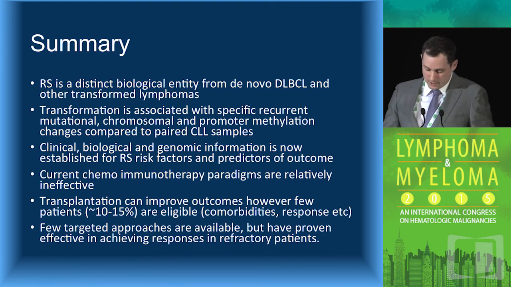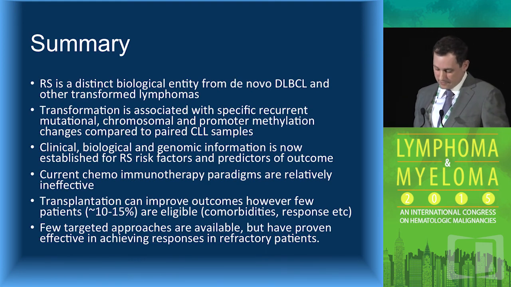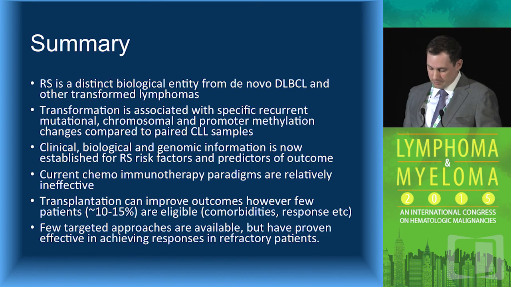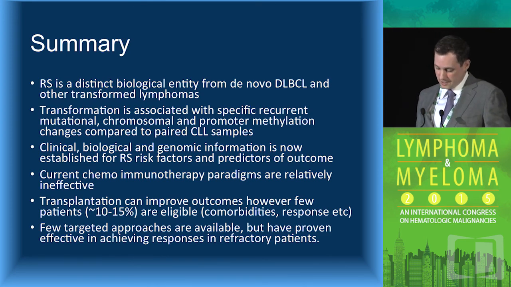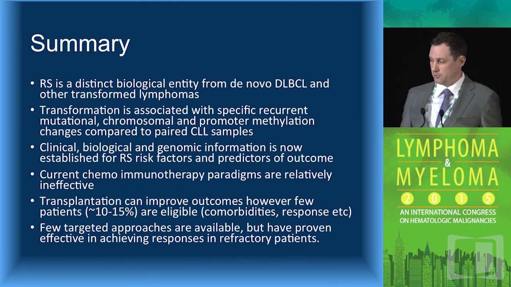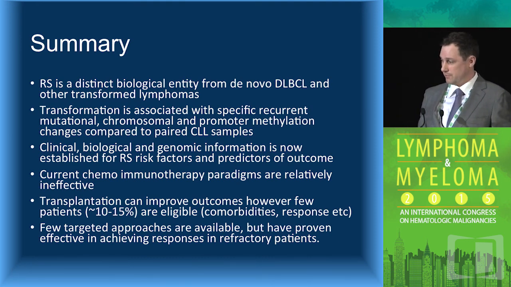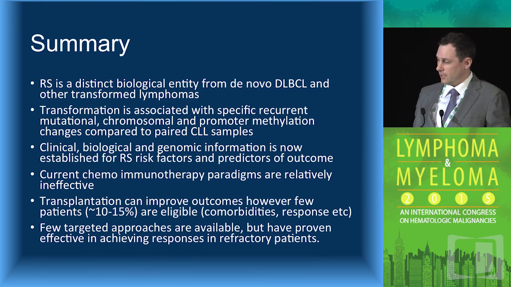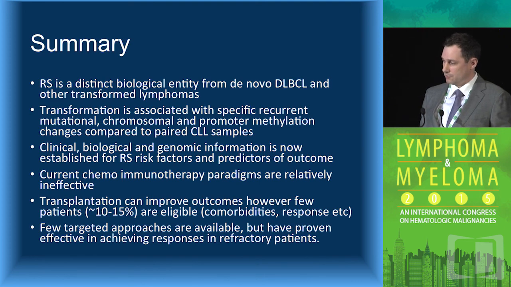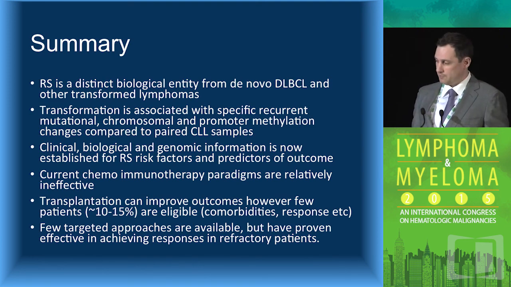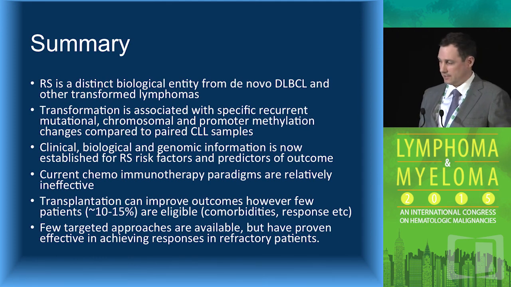So in summary, I hope I was able to convey that Richter syndrome is an absolutely distinct biological entity from de novo DLBCL and transformed lymphomas. Transformation is associated with specific recurrent mutational, chromosomal and promoter methylation changes compared to paired CLL samples. These clinical, biological, and genomic data are now established for Richter syndrome risk factors as well as predictors for outcome. Current chemoimmunotherapy paradigms are relatively ineffective, and we need to find better combinations.